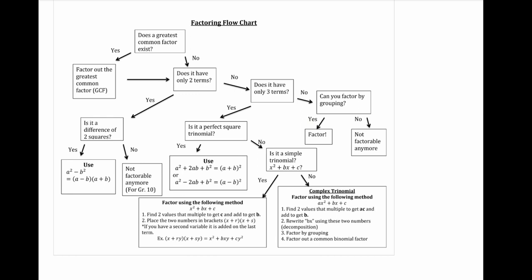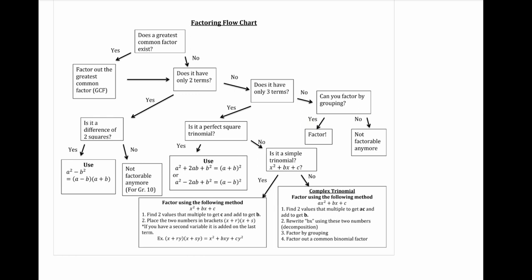Going all the way back up, if it has more than two terms, does it have 3? Well then yes. Is it a perfect square trinomial? So again, use that process to check. And if it is, then we can use our pattern. If it's not, we have to check, is it a simple trinomial, or the a value in front of x squared 1? If yes, then we can go over here and we see what our method is to go through it. If it's a complex trinomial, so the a value in front of x squared is something other than 1, we have our steps down here.